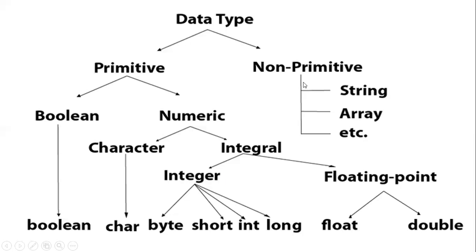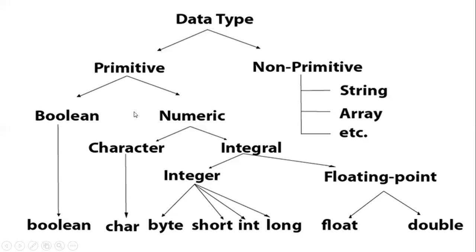Then we come to the non-primitive data type. Non-primitive data types are not actually defined by the programming language, but are created by the programmers. These are also called reference variables or object references because they reference a memory location which stores that data. So examples of non-primitive data types are string and array. String we can say is a collection of various characters.